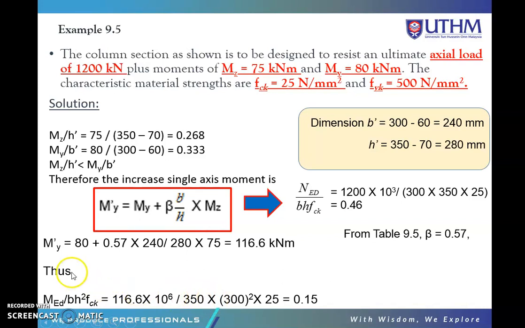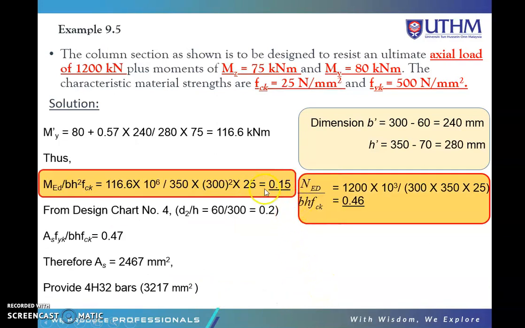Okay, so tadi kita ada cakapkan the nilai D2 over H is corresponding with the axis yang kita pilih. So axis yang kita pilih ni adalah Y axis. So Y axis H kita akan jadi nilai 300, B kita akan jadi nilai 350. Okay, so we got this value 0.15. So we got this value. So NDK BFC we got this value 0.46.